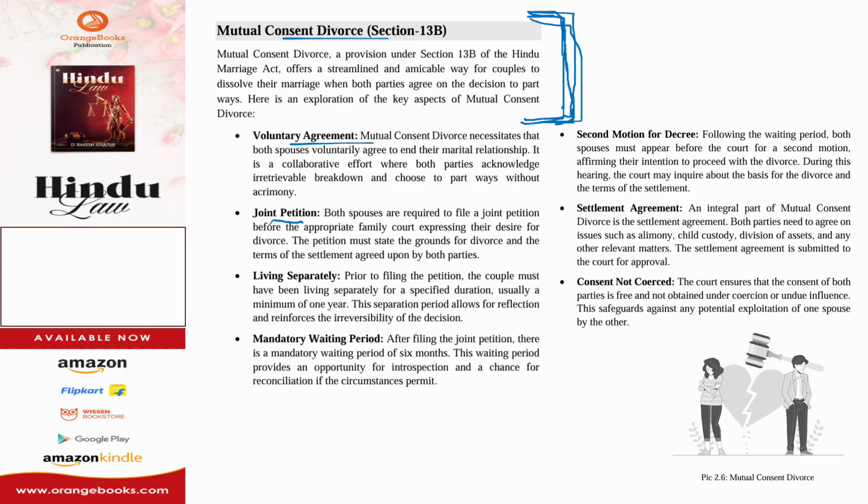In the case of normal divorce, Section 13, one party will file a petition, but here both of them will give a petition. Prior to filing the petition, they will be living separately for a specific duration, usually a minimum of 1 year. They will be living separately, and there is a mandatory waiting period of 6 months after applying for a joint divorce petition, and if everything is sorted out. Otherwise, if it is not sorted out, then there will be a second motion of decree. So it will be moved for a second discussion with the authorities. Then the settlement agreement will be finalized, and both parties will give their consent for that. Okay, the simplest form of divorce nowadays, a respectable form of divorce.